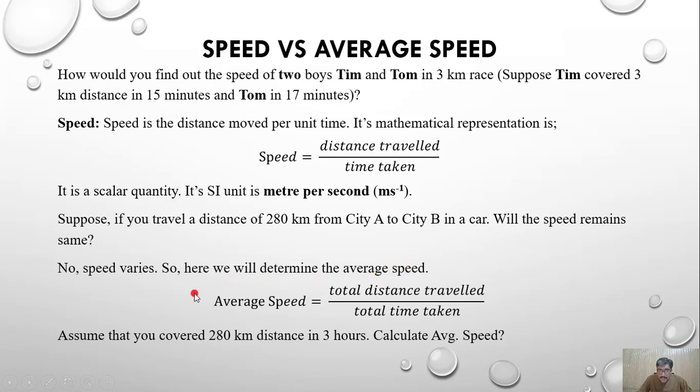To calculate average speed, you have to take the total distance traveled divided by total time taken. Assume that you have covered a 280 kilometer distance in 3 hours. Then you are going to calculate average speed. Simply what you will do, you will take this 280 kilometer distance as total distance traveled and this 3 hours time as total time taken. You will have the average speed.